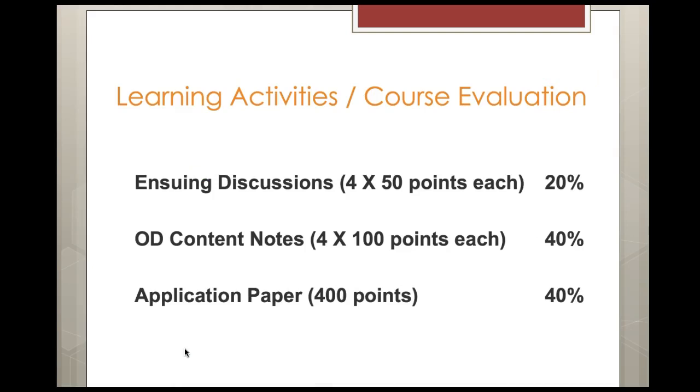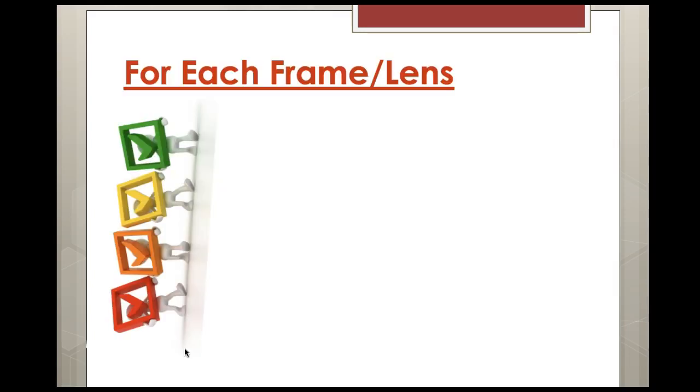Our learning activities are 3 different things. Many of you who have had me before know that I often use ensuing discussions. These are face-to-face in real time. I'll talk more about these coming up. And then OD, Organization Development Content Notes. We'll do 4 of these. And then an application paper that I will describe in a little bit, and that's worth 400 points. And just to note, that paper is due June 30th. So you'll have some time after all the course activities finish up to complete your application paper.